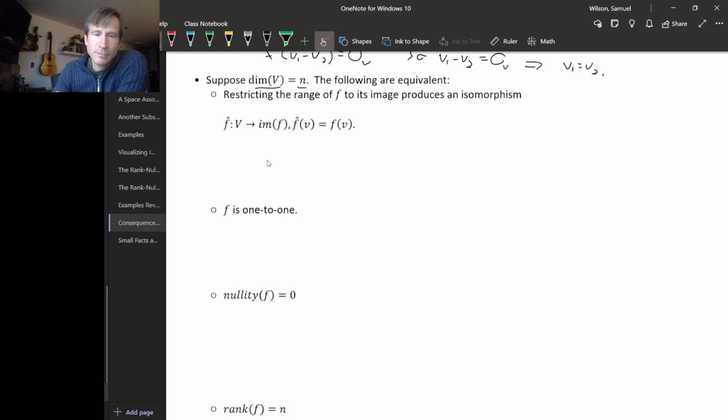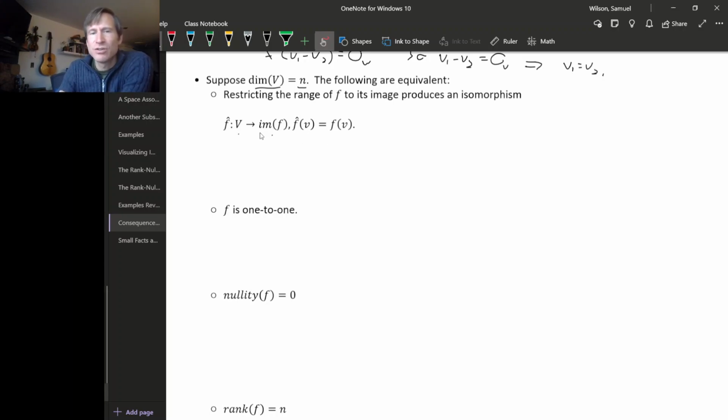So all of these are equivalent. The first one, restricting the range of f to its image, produces an isomorphism. So we could call that f hat, from f to its image, right? And what f hat does is the same thing as what f does.